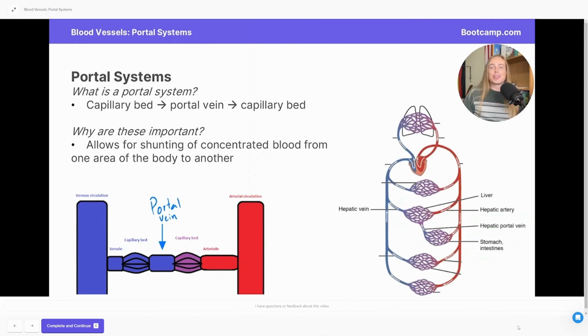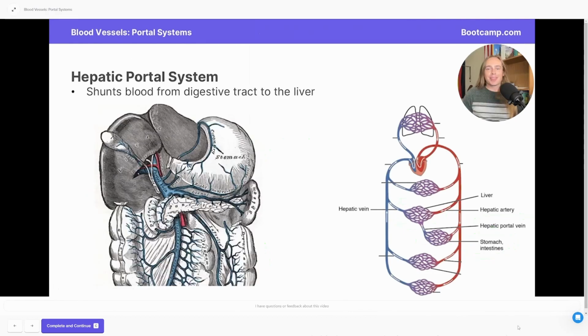of the body. The second reason portal systems are so useful to us is that the hypothalamus is able to send blood that's really concentrated with hormones directly to the pituitary gland rather than having those hormones go through the entire systemic circuit. As we touched on before, having really concentrated blood is dangerous to certain organs like the brain.